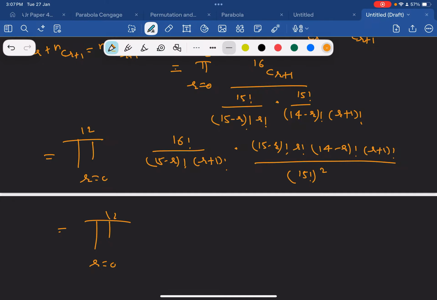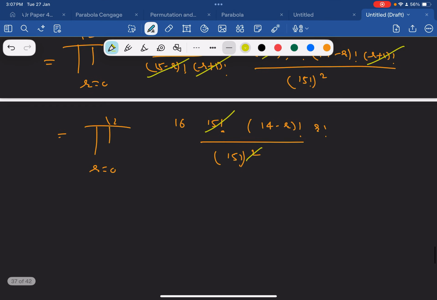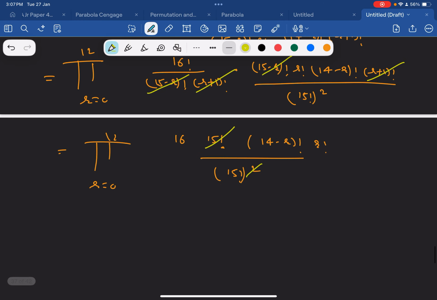So see what I can cancel out from numerator and denominator. First of all, 15 minus r factorial will be cancelled with this one, r plus 1 is going to be cancelled with this one, correct. And 16 factorial is 16 into 15 factorial, and in the numerator what is left now is 14 minus r factorial, and upon 15 factorial whole square. So here again one power will be cancelled out. So what is left here? We got it.